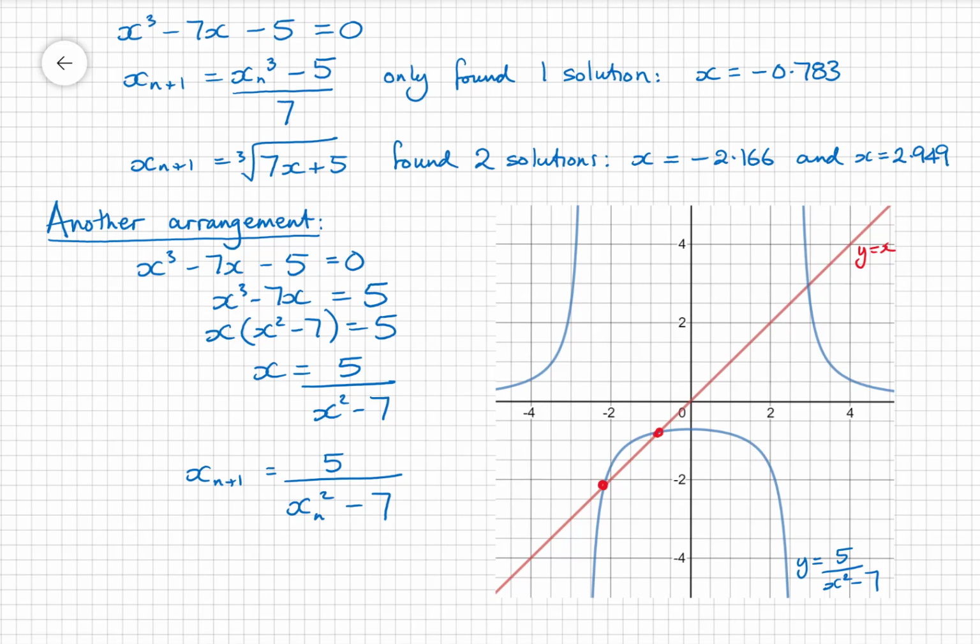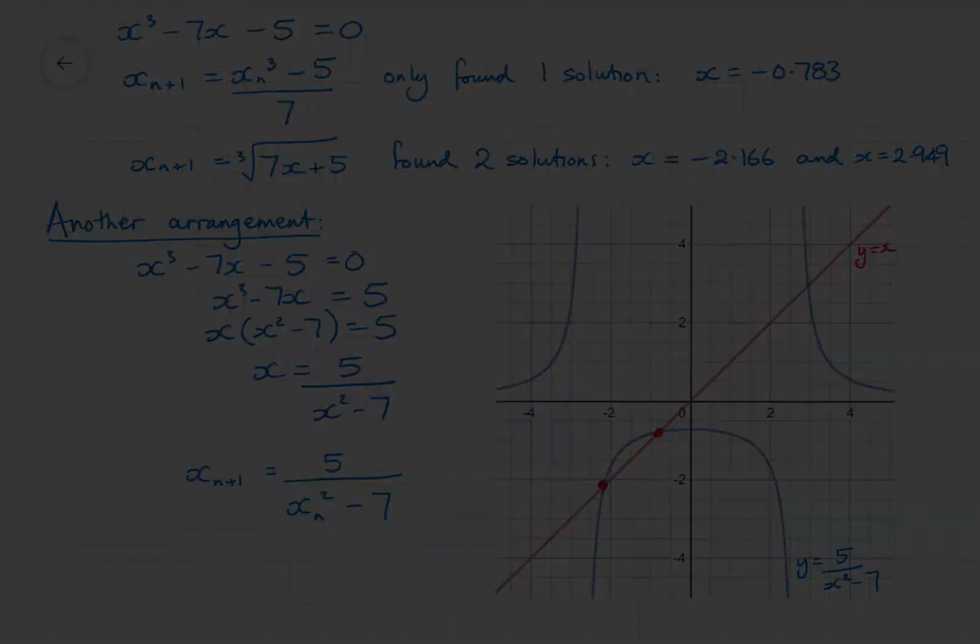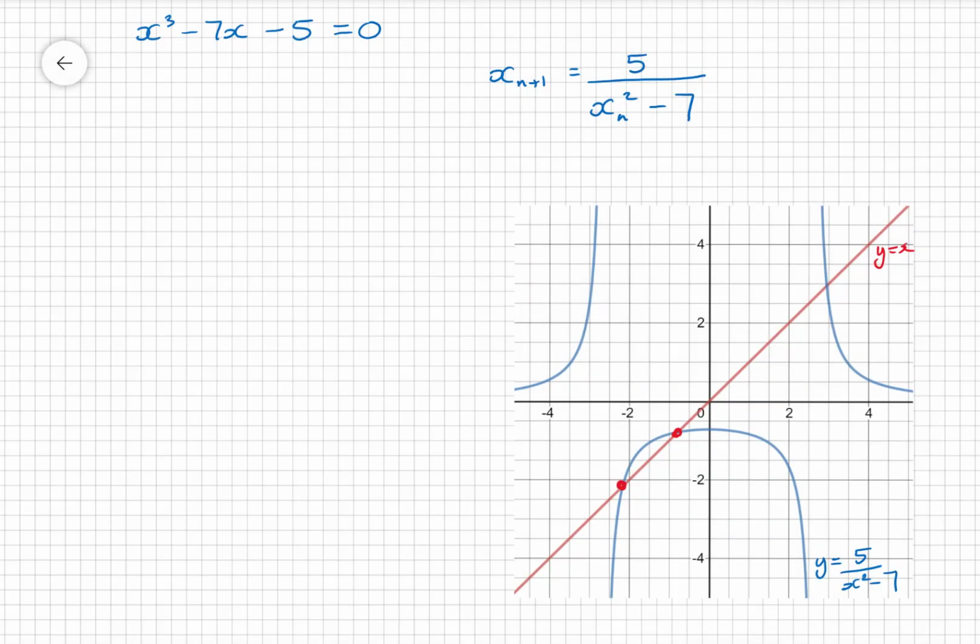I do expect to be able to find the central solution, minus 0.783, because there the gradient of the curve is less than 1, and we've seen before that it should work in that situation. But can we find that third solution with this arrangement? So let's try some values that are very close to what we know to be the solution at that point. Now remember that we can't use as a starting value the square root of 7. So I'm going to use two values.